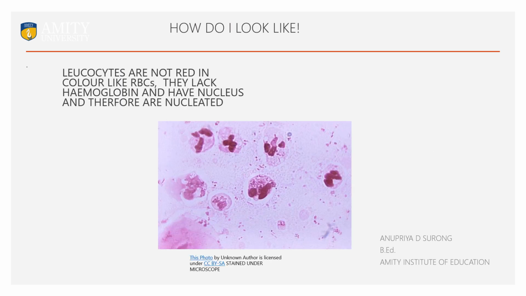Coming back to WBCs, which are also called leukocytes, are not red in color like RBCs. They lack hemoglobin and have nucleus and therefore are called nucleated. I repeat, leukocytes are not red in color like RBCs because they lack the pigment called hemoglobin. And also, one more striking difference between RBC and WBC is that WBC have a nucleus and therefore are nucleated, whereas RBC do not have any nucleus.